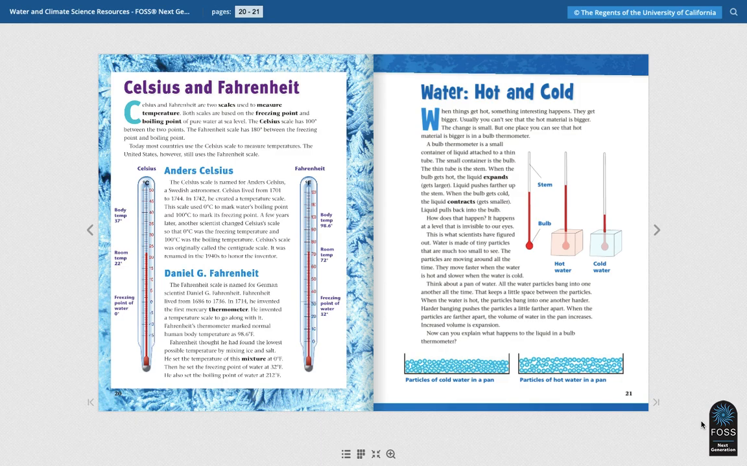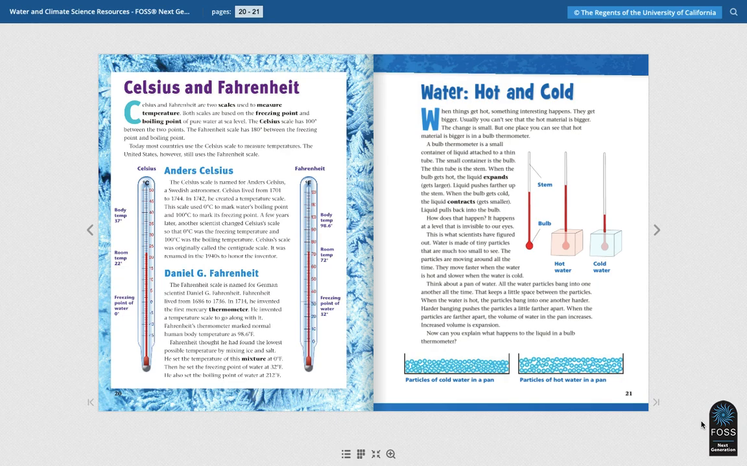A few years later, another scientist changed the Celsius scale so that 0 degrees Celsius was the freezing temperature and 100 degrees Celsius was the boiling temperature. The Celsius scale was originally called the centigrade scale. It was renamed in the 1940s to honor the inventor.